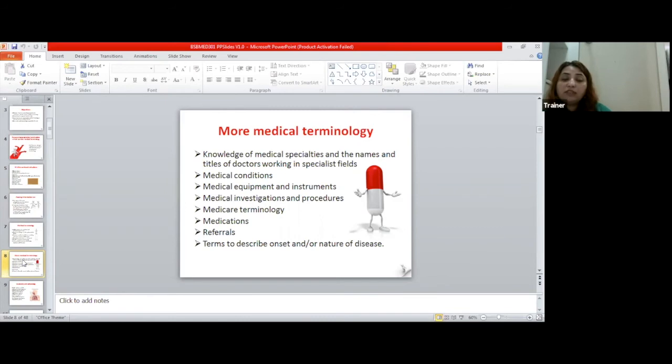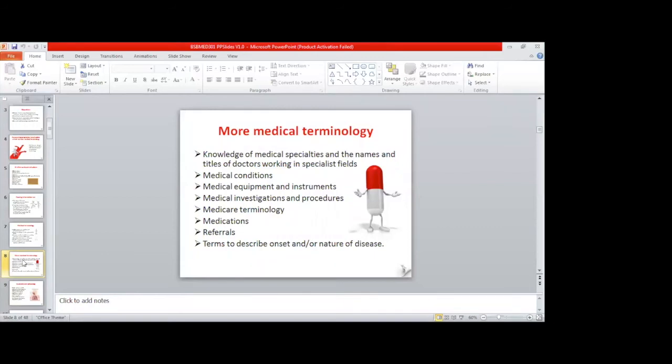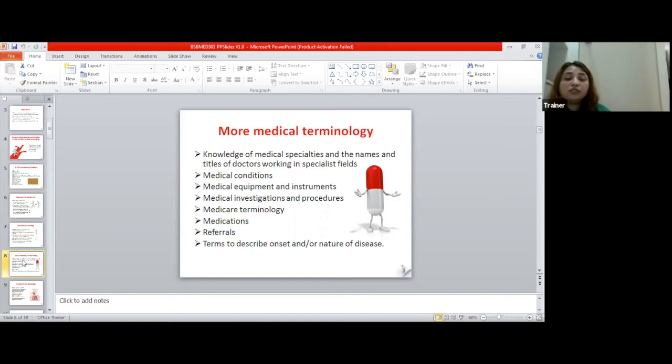All right, referrals. So we speak about referrals a lot in class. If your client has any issues, we don't give them any advice. We refer them to the right person. So if they're talking about any questions they have related to their medical condition, you refer them to the registered nurse. And the registered nurse, if they can't help them, they refer them to their doctor.